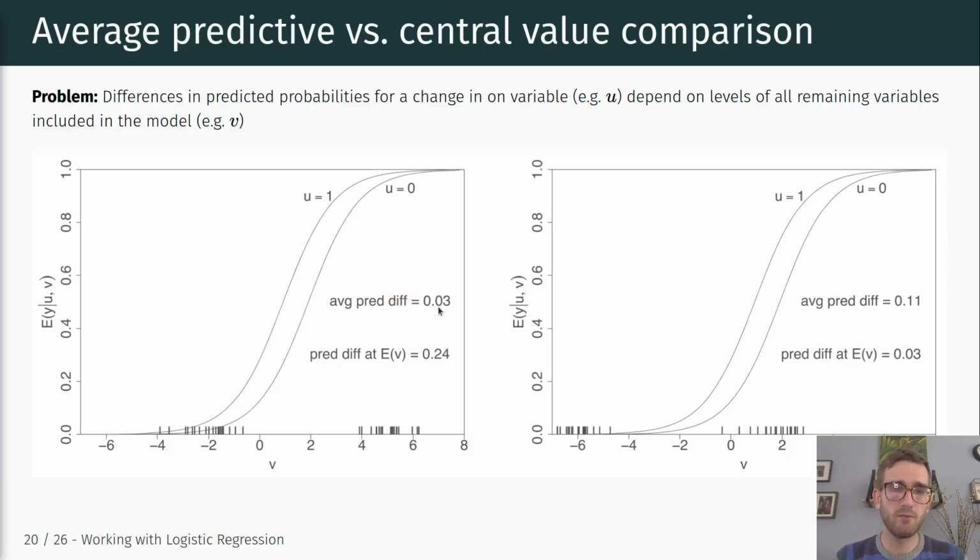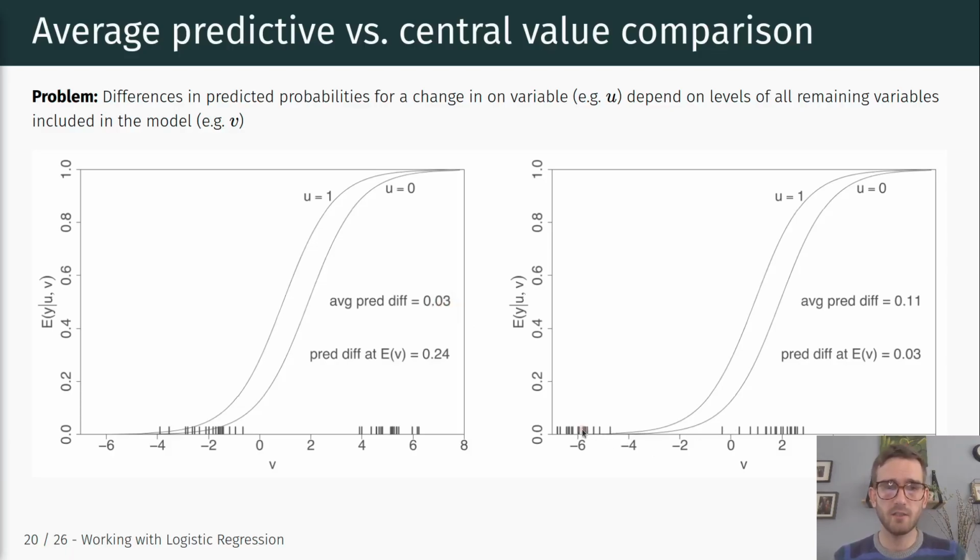And now we see for the first case, where a lot of observations are at the end of this logistic curve that we fit through these data, and a lot of observations are basically up here, that on average, across all different values of v that we observe in our data, the predicted difference for 1 unit change in u is actually quite small. It's actually just 0.03, right?